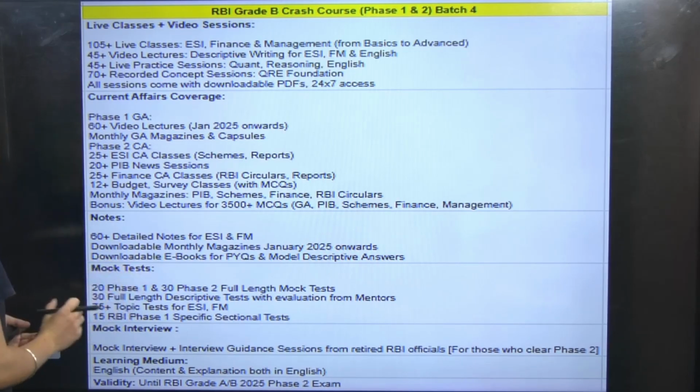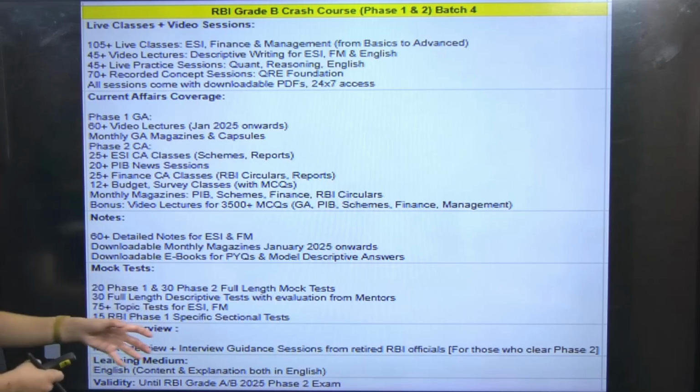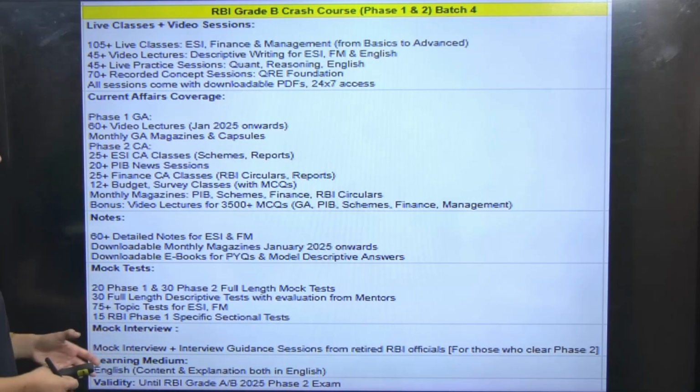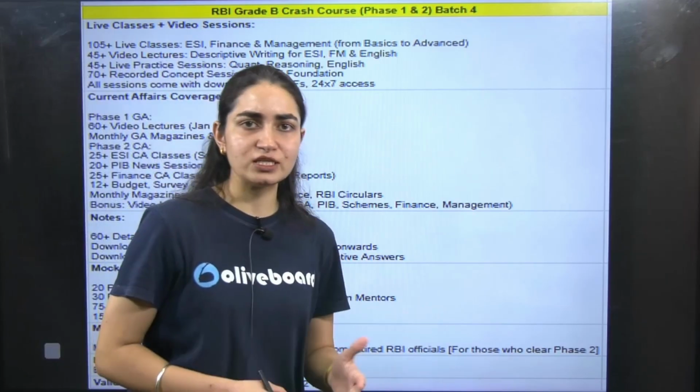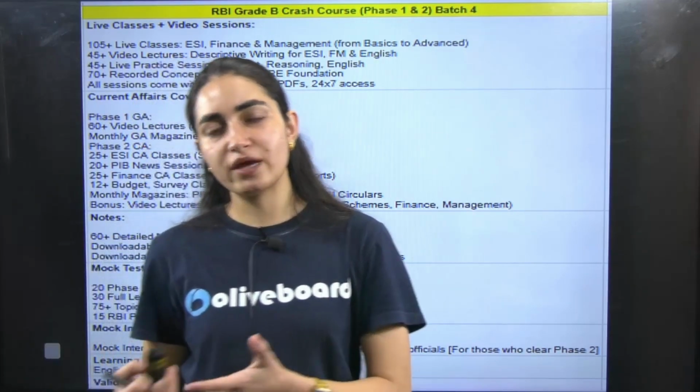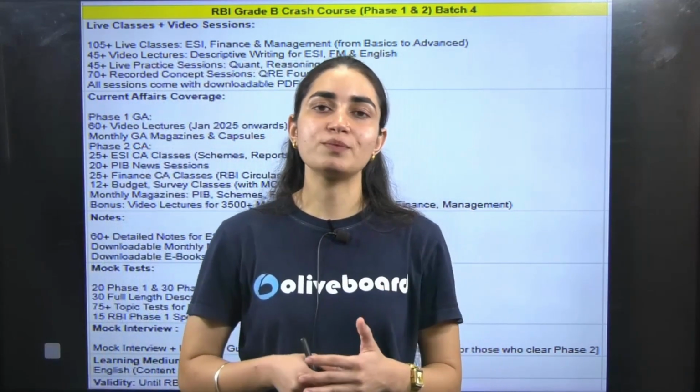75 plus topic tests for ESI and Finance and Management will be there. 15 RBI phase 1 specific sections are also going to be there. Along with that, mock interviews will also be given to you. Those individuals who of course clear the examination, as in phase 2, will be given a chance to prepare for the interviews as well, mock interviews specifically.